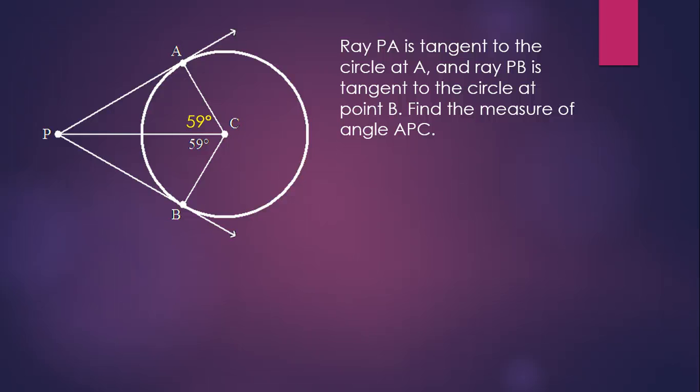The next thing we can notice is that since we have two tangents to the circle, those tangents have to be at right angles to each of those line segments that makes up the radius between the point of tangency and the center. So now we've got a triangle that has a 90-degree angle and a 59-degree angle. So the remaining angle has to be a 31-degree angle because the sum of the angles in the triangle has to be 180 degrees. And that's the angle we're looking for in this particular case. So angle APC is 31 degrees.